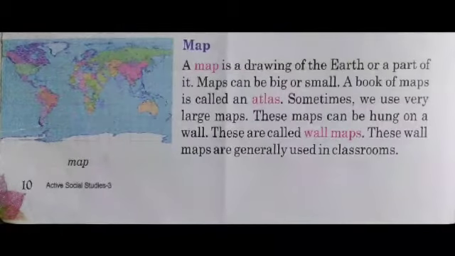In a map, the drawing of the earth is available, and maps can be very big or small. A book of maps is called an atlas. Very large maps can be hung on a wall, and these maps are called wall maps. And wall maps are generally used in classrooms. Okay. Let us look at the world map shown below.